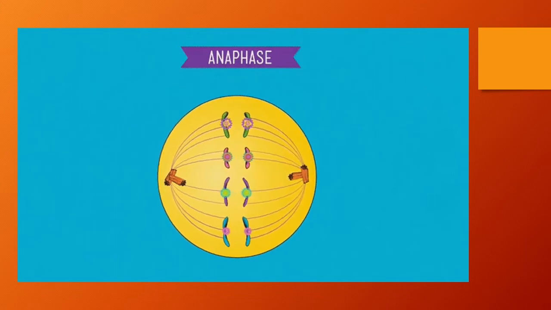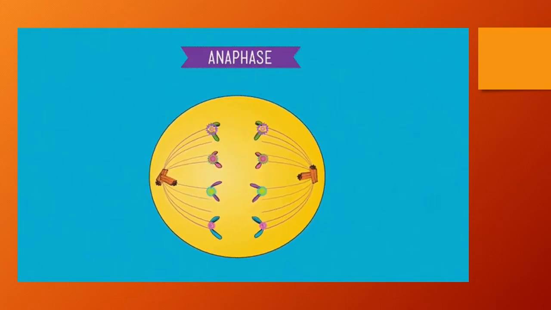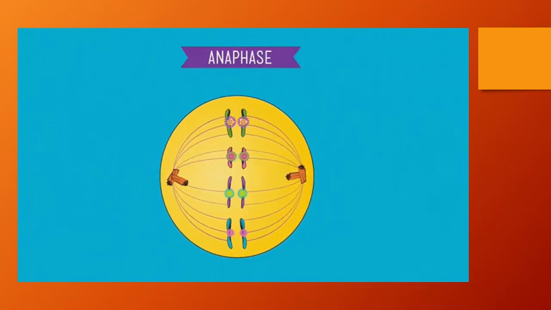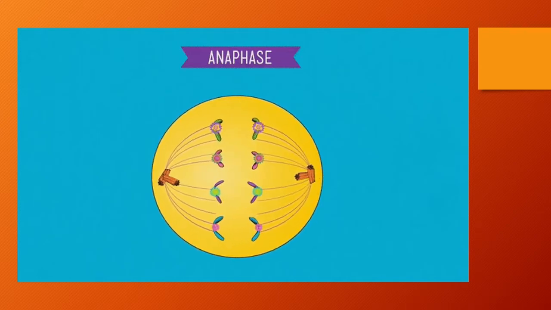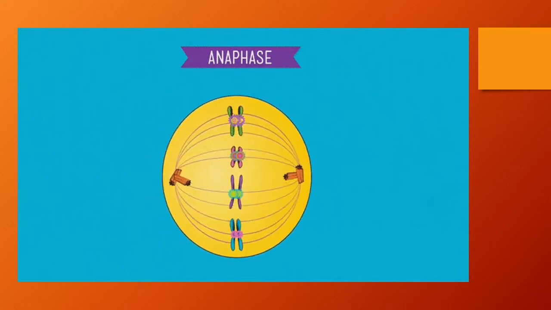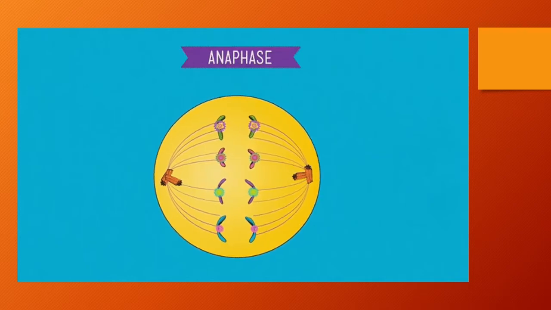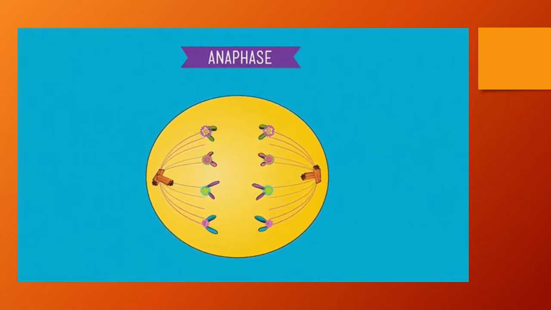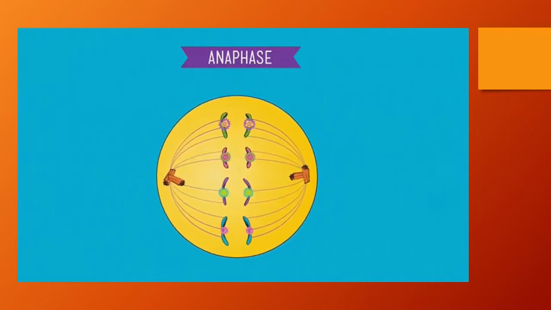The next phase is anaphase. In anaphase, the centromeres split, then the sister chromatids separate and move to opposite poles. Anaphase ends when chromosomes stop moving.